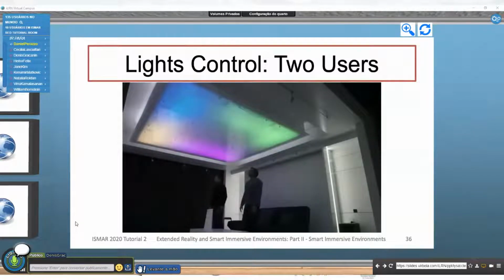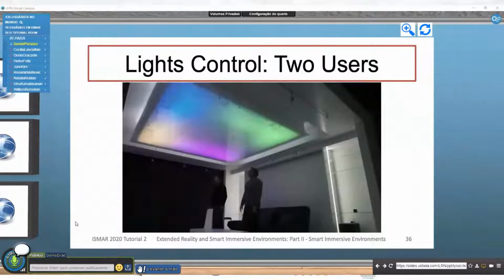What is also important to note here is that we don't want to overload the user with details, such as how many lights there are or what the resolution is. It is just the general idea: this ceiling has controllable lights, and you just point, and based on your gesture, the smart user environment will provide the corresponding action.